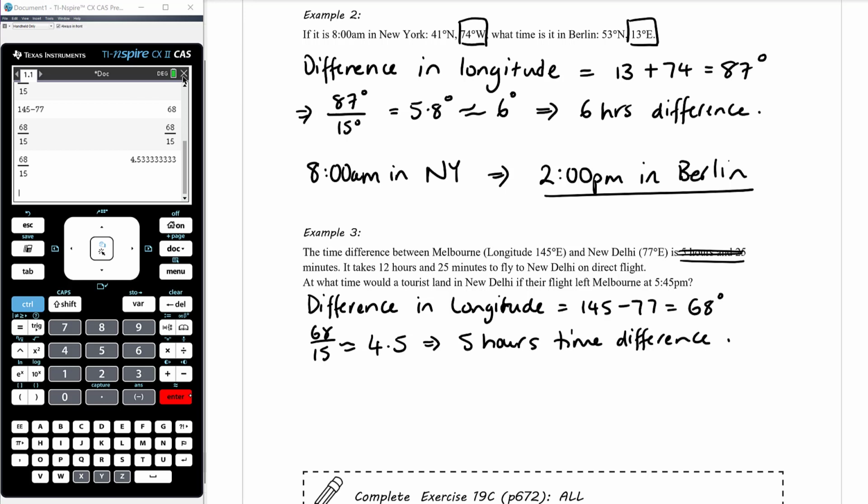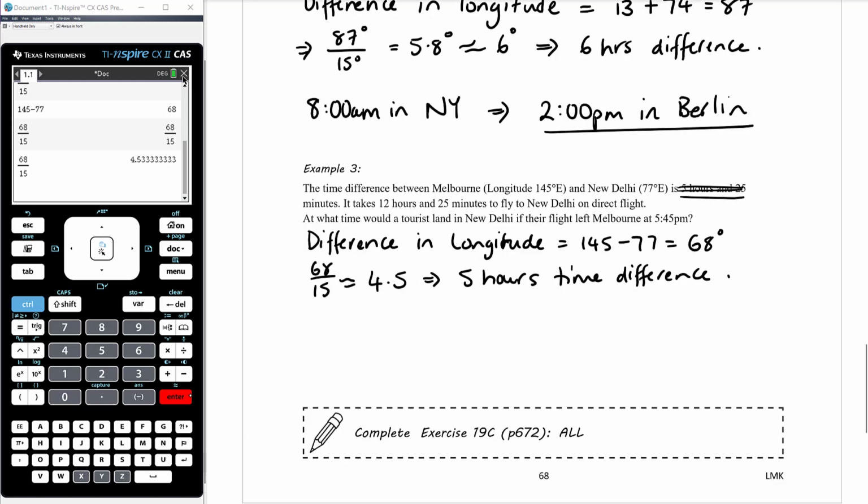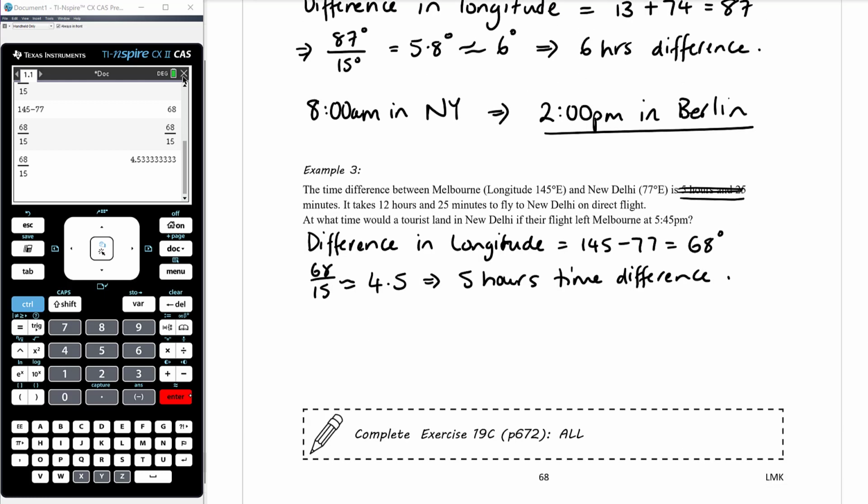So 5 hours time difference, we'll use that, okay? Alright, it takes 12 hours and 25 minutes to fly to New Delhi on a direct flight from Melbourne. At what time would a tourist land in New Delhi if their flight left Melbourne at 5:45 p.m.? Okay, now there's a lot of numbers going on here, and it's really easy to lose track of what's happening here. So what I would suggest you do is organise your information.